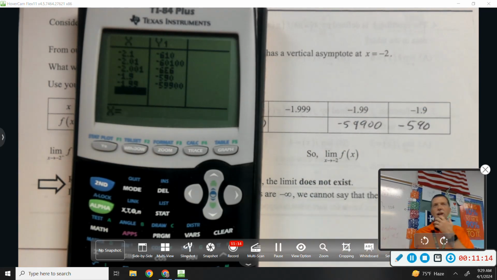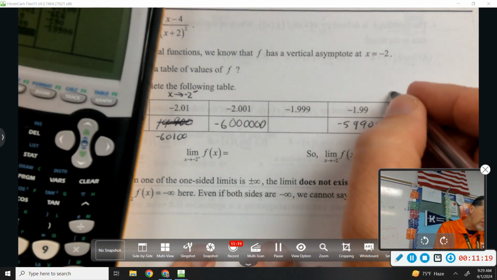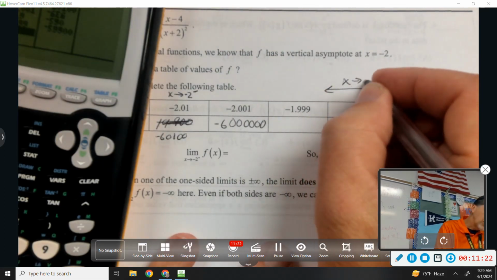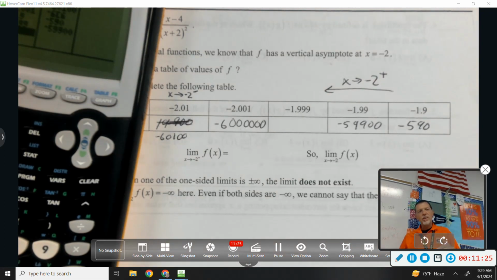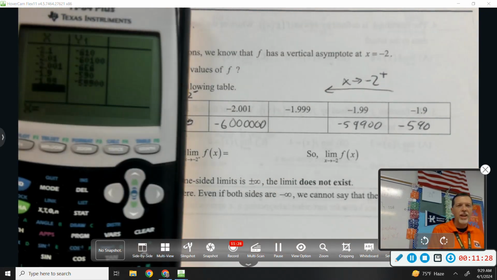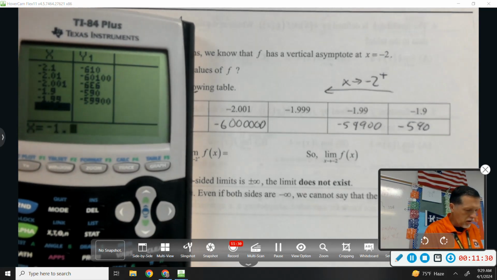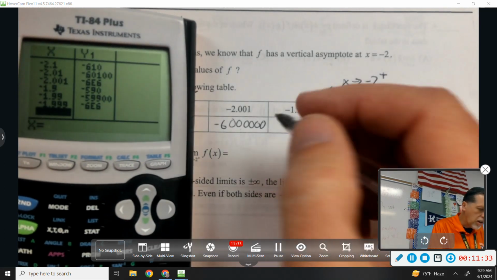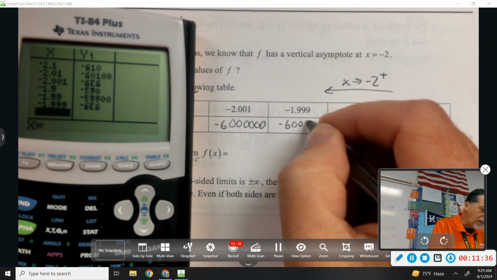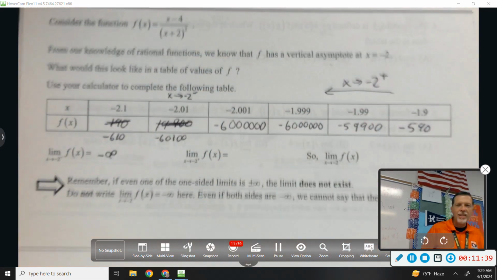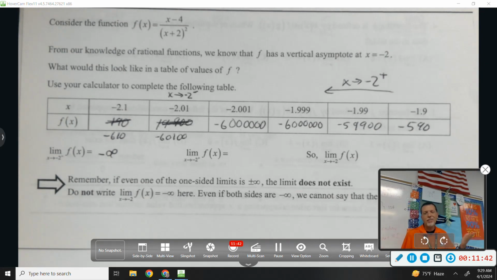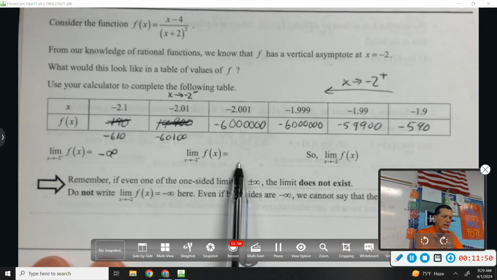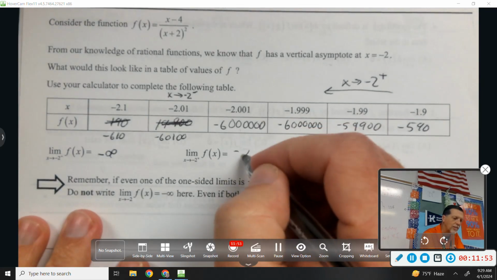and I'm not going in the order that's on the page because I like going in order of thinking about as x approaches negative 2 from the right. So each time I plug something in, I'm getting closer and closer to negative 2. Another 6E6. That's probably rounded, but that's fine, I get the idea. As we approach negative 2 from the right, we're also headed toward negative infinity.